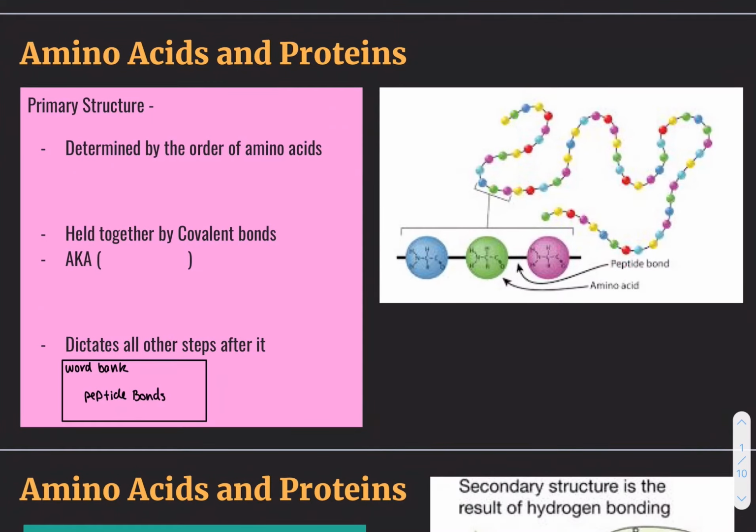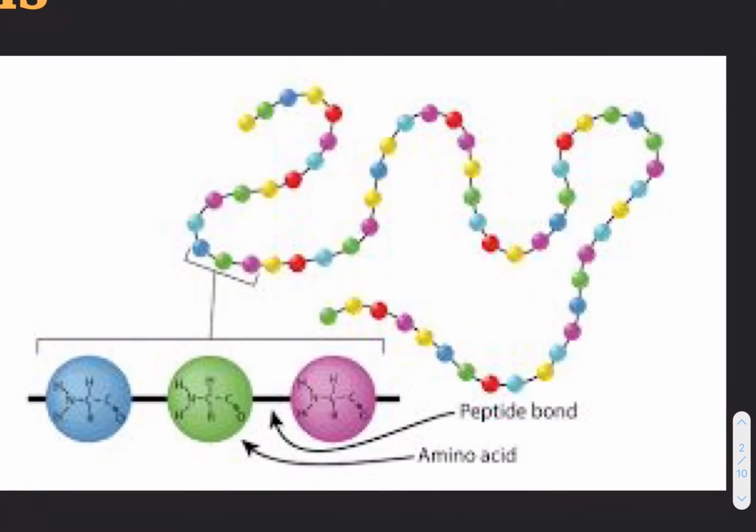So the first step is going to be primary structure, and this is determined by the sequence of amino acids, which are held together by covalent bonding, or more specifically, the amino acid peptide bonds. And basically this dictates every other step that's going to happen. So if you look at this diagram right here, the amino acid sequence, if anything is out of place, that completely changes the structure and the function later on. So it's extremely important that they're lined up correctly.